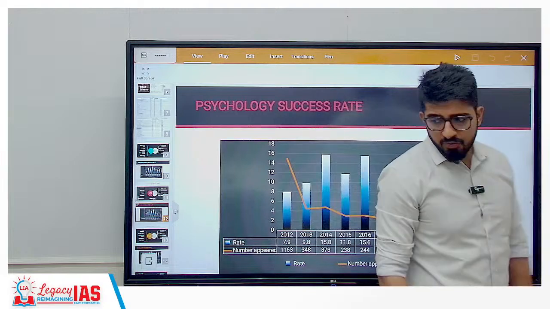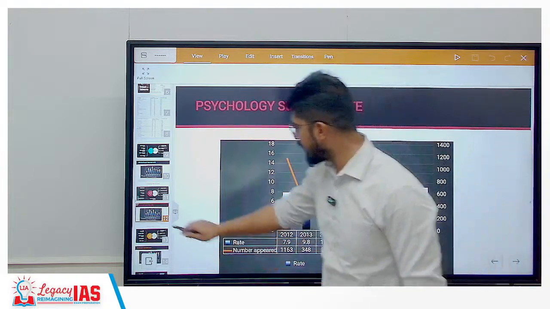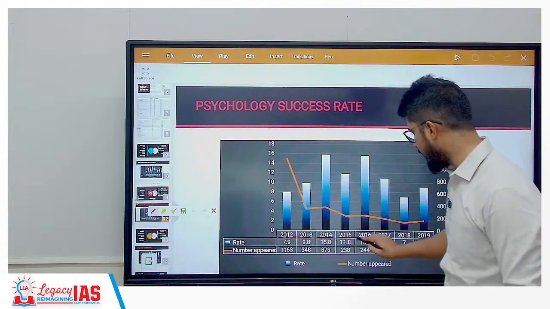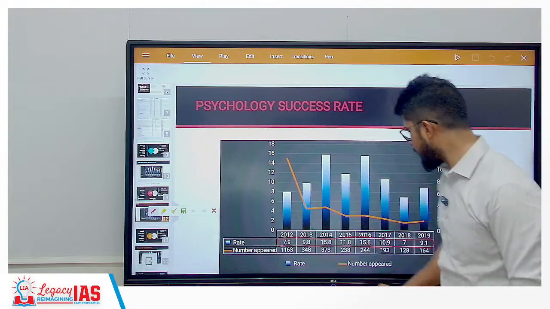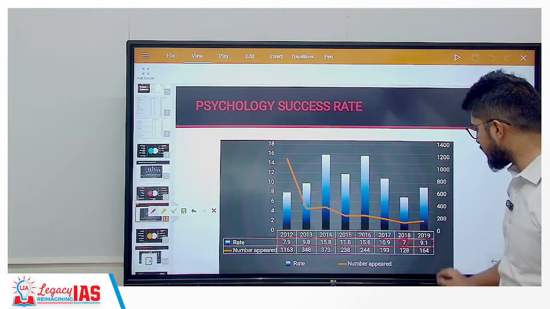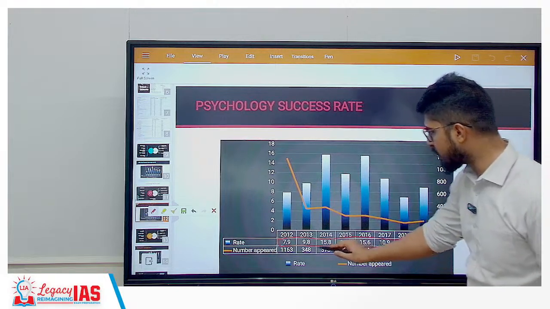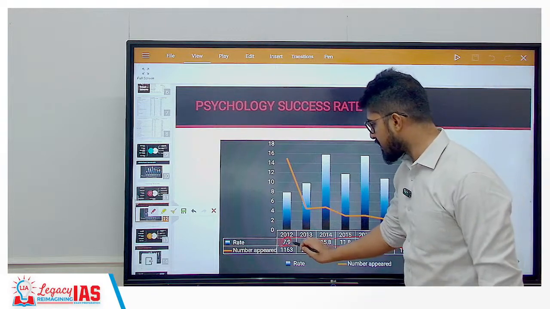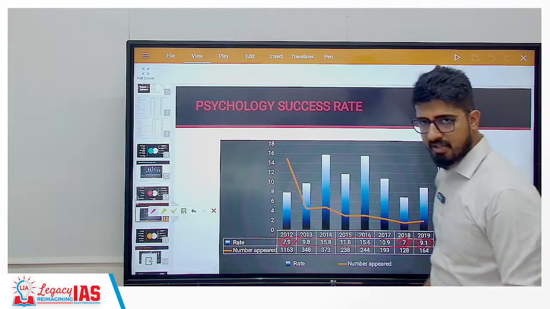The success rate of this optional was good and is good. However, you find a difference here. It's a bit shaky. Look at this, 2018, it was only 7%. 2019, 9.1%. Before that, it was performing well. 2012, 7.9%. So this has been quite less at times.